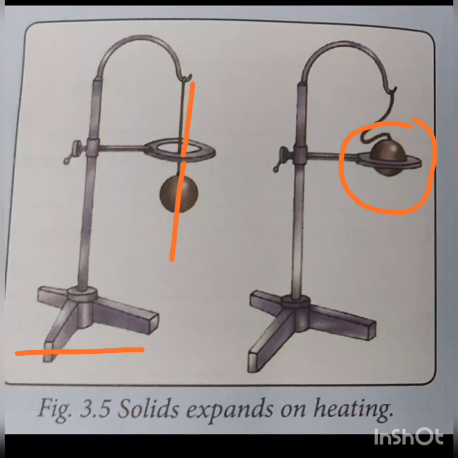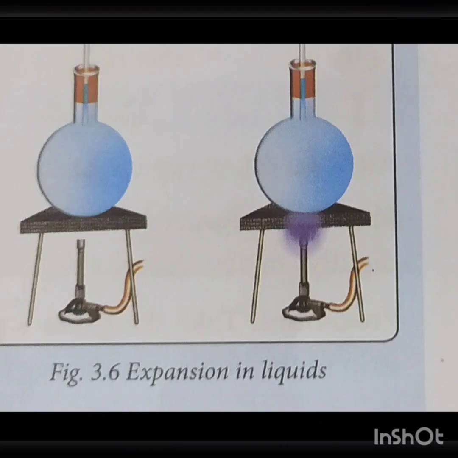Now we will put the heated ball in the beaker containing cold water. Again we will try to pass the ball through the ring. We will observe that this time the ball passes through the ring as it has contracted on cooling. So we conclude that the solids expand on heating and contract on cooling. We will do one more activity to demonstrate the expansion in liquids.